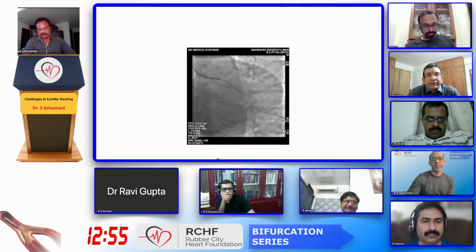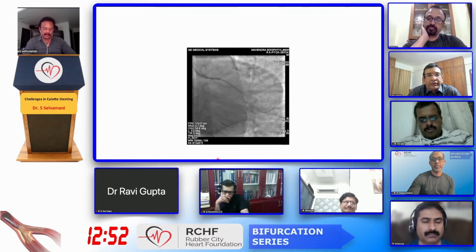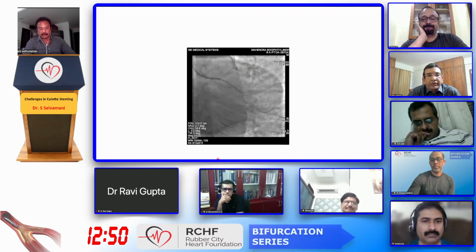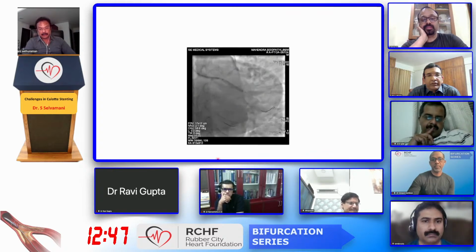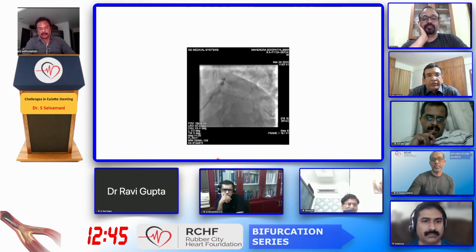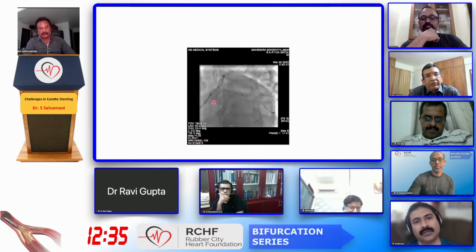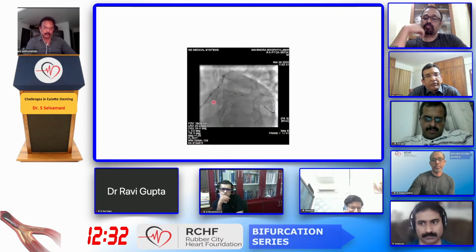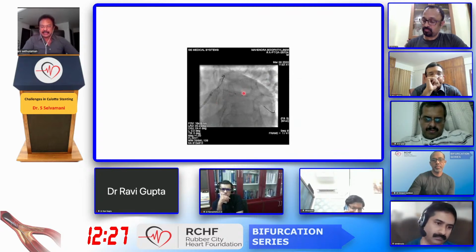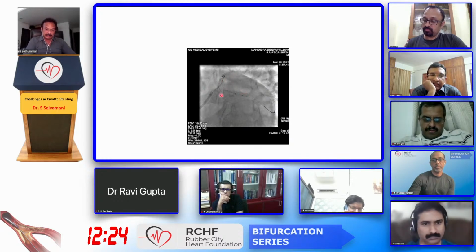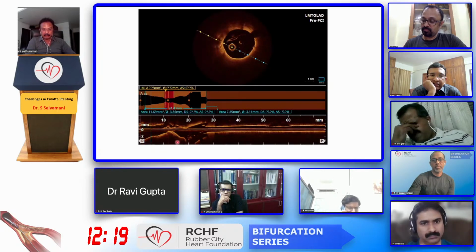I wanted to stent the circumflex because it was an acute MI and he had pulmonary edema, just recovered from pulmonary edema. So I placed the stent and deployed. Same thing happened. Probably the stent got extended here. You can see that the circumflex stent has come back into the left main now. Initially, I was planning only to treat the culprit circumflex. I had an idea of treating the LAD electively some other time. But now, after stenting this, the stent has come back into the left main.